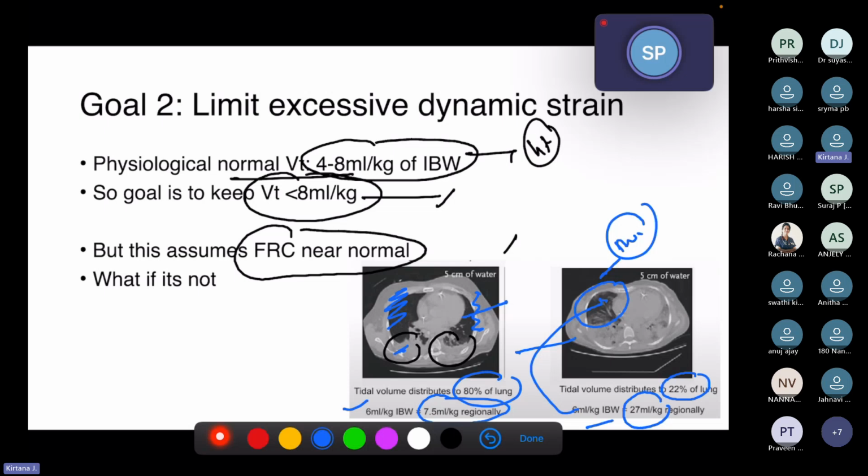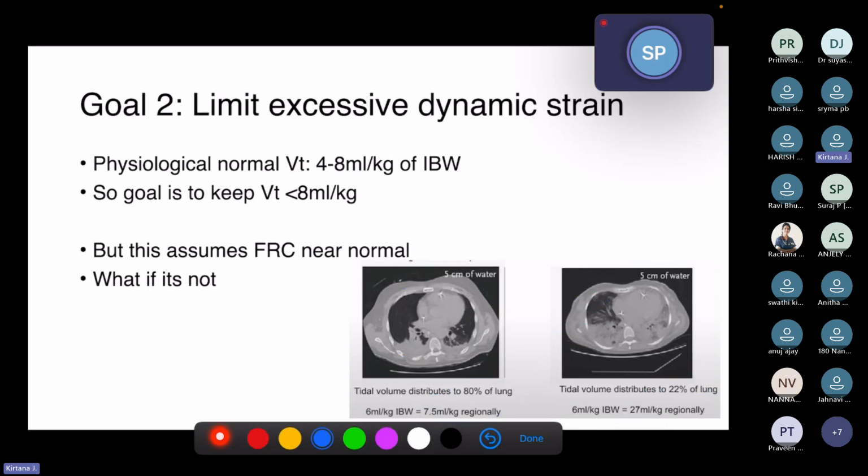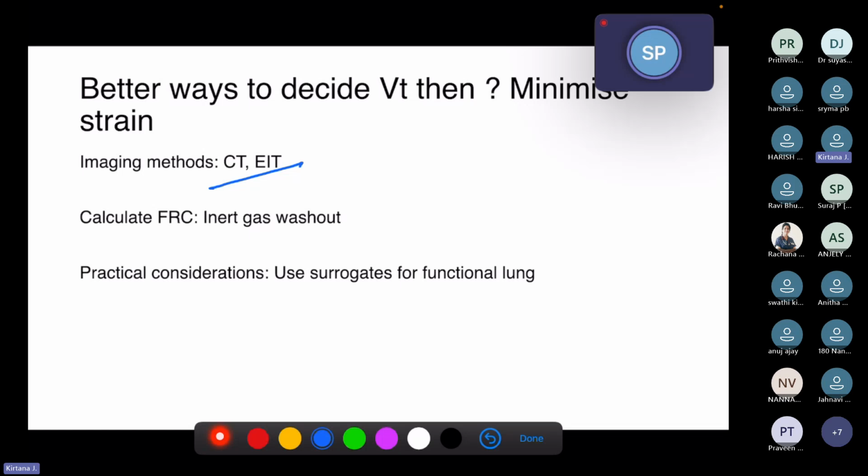Therefore, this concept of 6 to 8 ml per kg is true for most of your patients, but when we are tackling moderate to severe ARDS patients, we need better markers to decide regional ventilation. Just using markers of global ventilation may not be accurate. So then what are the better ways to decide? The first way would be imaging methods. We can do a CT scan, see the amount of available lung, and then factor in our tidal volume accordingly. Or we have newer techniques like electrical impedance tomography, I'll come to that later, which can also give you the amount of regional ventilation, and then you can set your tidal volumes. Or there are certain ventilators which allow you to calculate the functional residual capacity by the inert gas washout method. Personally, I've never used this and I've never encountered a ventilator with such an algorithm.